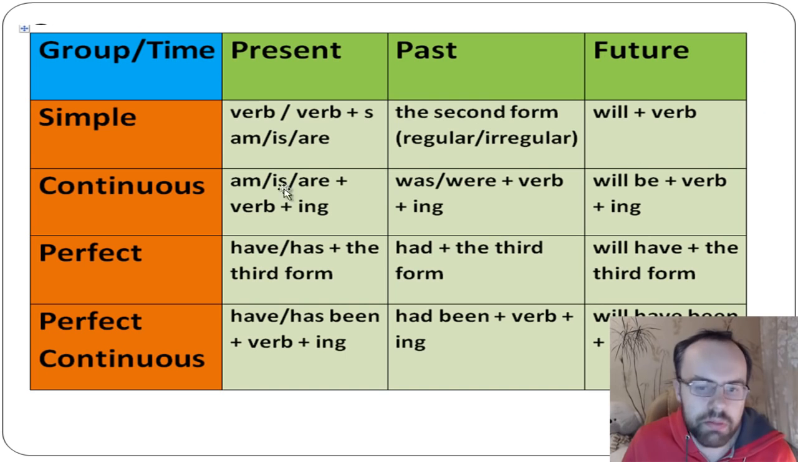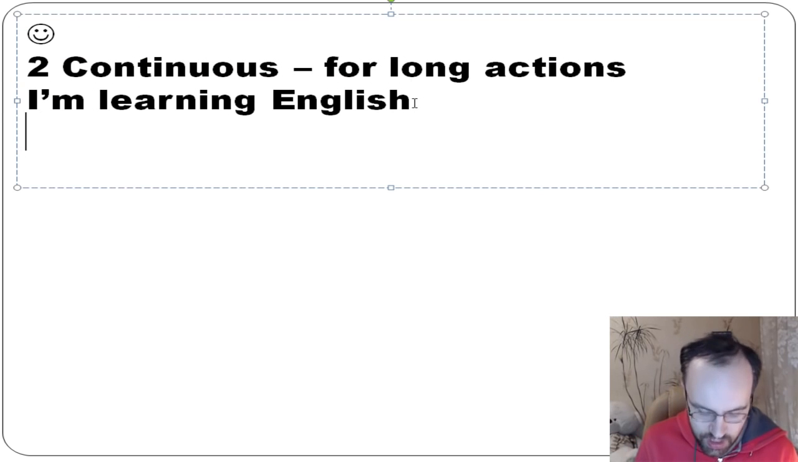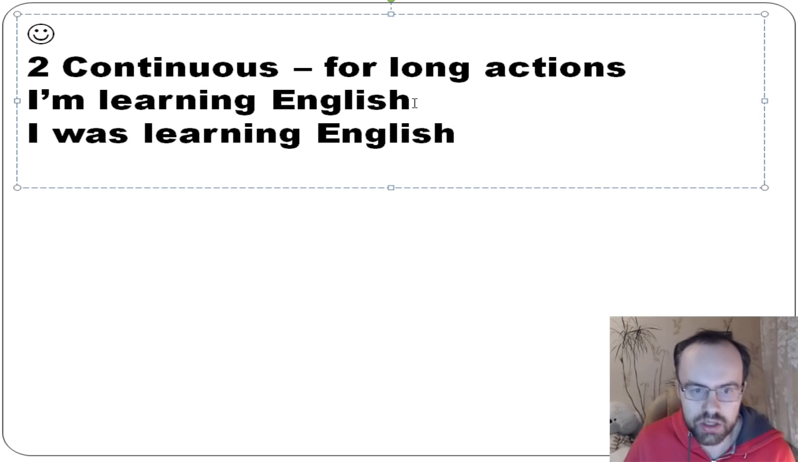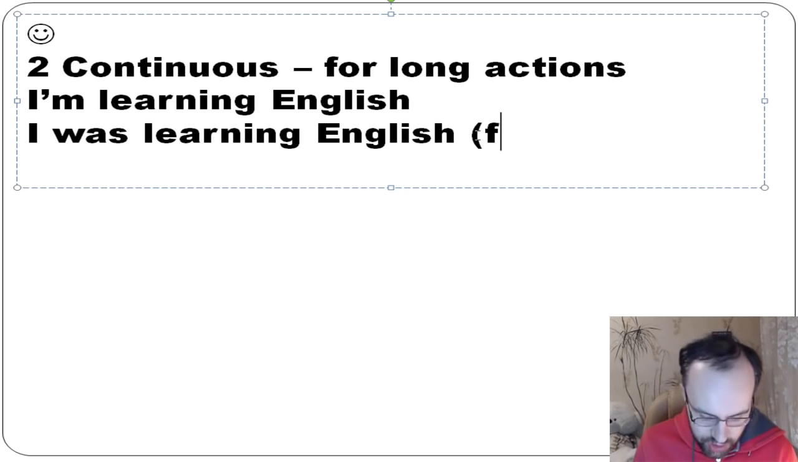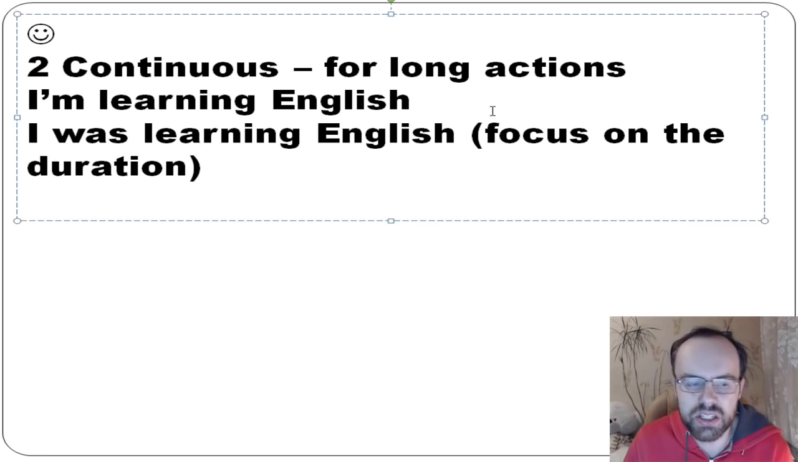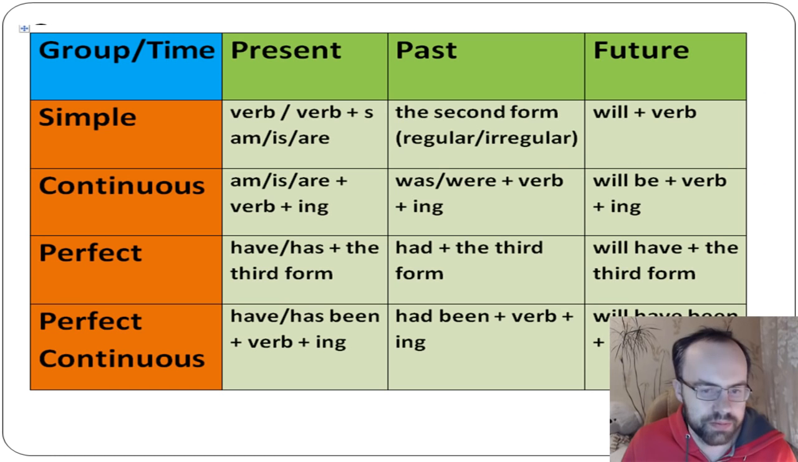Or you can say it in the past. You see how we form it: was or were. I was learning English. And you focus on the duration. You can say past simple, I learned English, but it's a short action. It's okay. But when you say I was learning English, it means that you were learning, and it lasted for a long time.